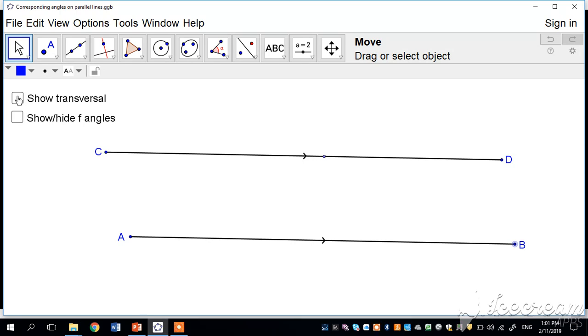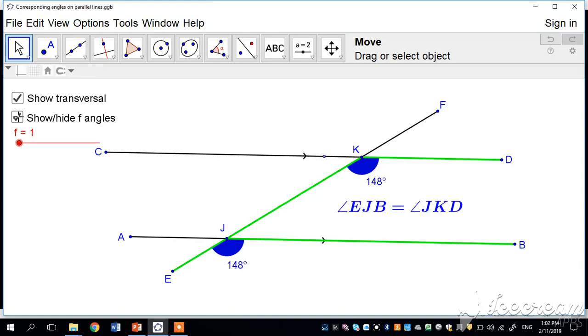Right, if we draw a line that crosses through these parallel lines, this line is called a transversal. And in this example, they cross over at points J and K. So let's show you our first pair of corresponding angles. Here they are here in blue. This angle 148 degrees is equal to this angle 148, and they are called corresponding angles. Now the first angle down here is called angle EJB, and that is equal to the second angle, which is called JKD. So these two angles are corresponding and they are equal.